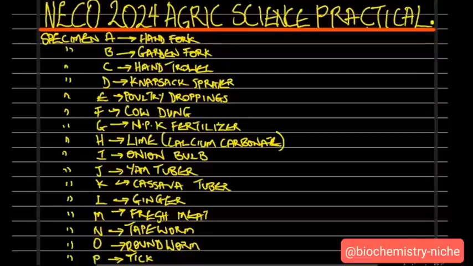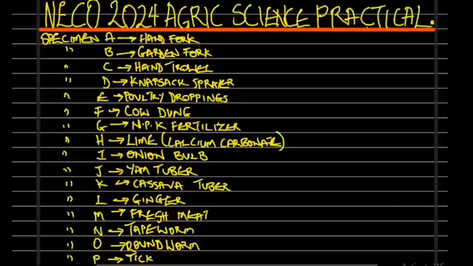Quickly, we want to look at the NECO 2024 Agric Science Practical Specimen. So we're discussing all of the specimens one after the other. We itemize them, we list them out for you to know, and then we talk about some characteristics or possible questions that you'll be coming across in the course of the exam.